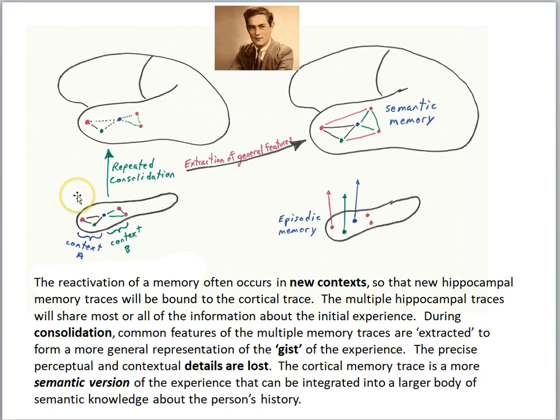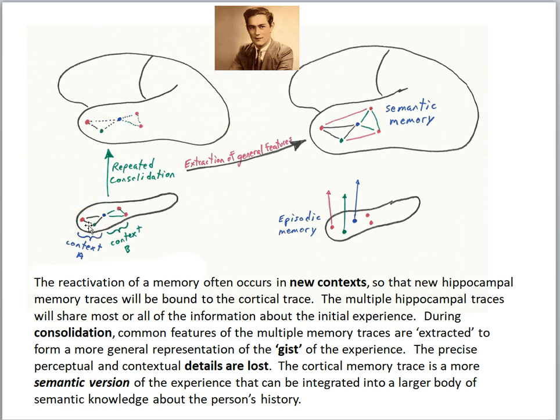Let's suppose we have some kind of episode that the hippocampus made an episodic memory and the episode was happening in context A. Now initially there was some weak cortical representation of that memory as well. And then we go through consolidations so that over time the cortical memory gets stronger.